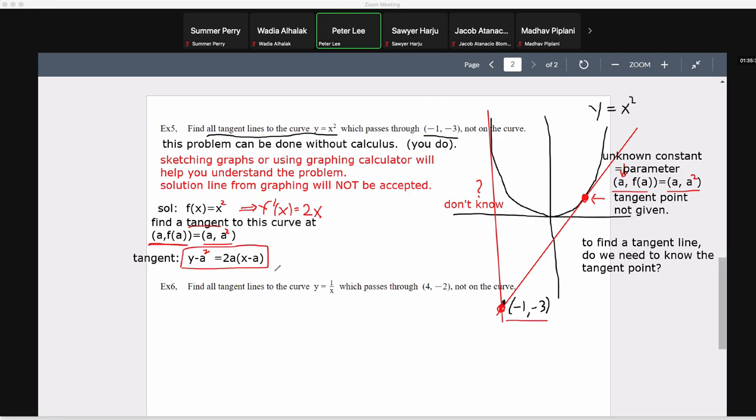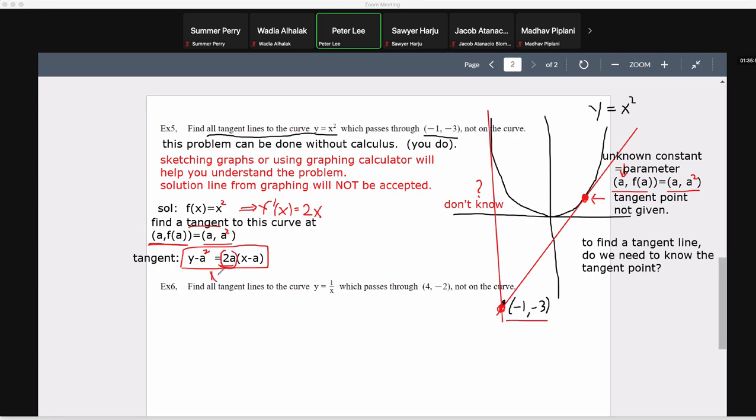Now what is this line here? This is a tangent line. We don't know what the a is. But this is a line whose slope is what? 2a. This is 2a. This is not 2x.